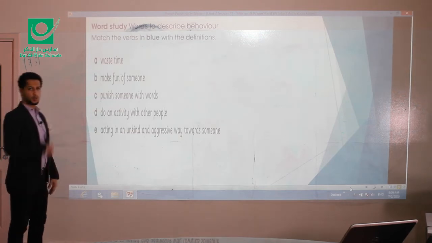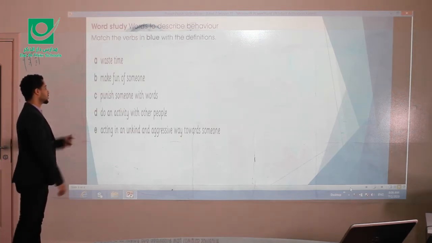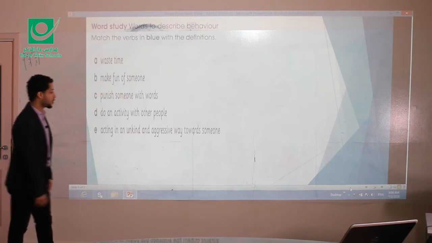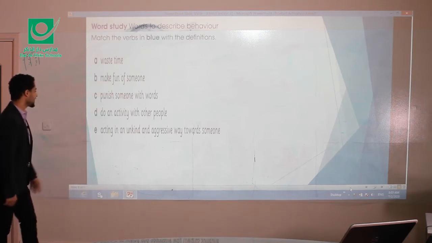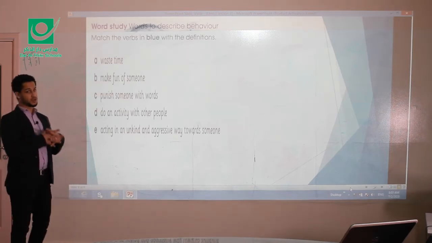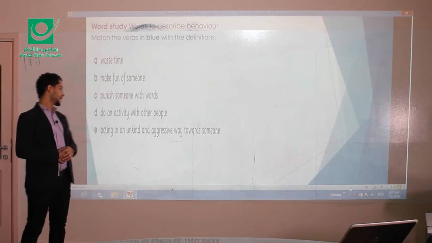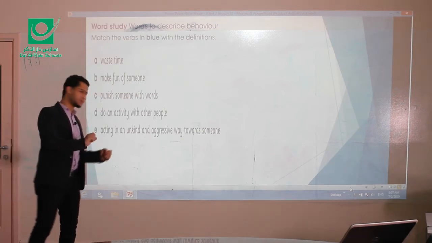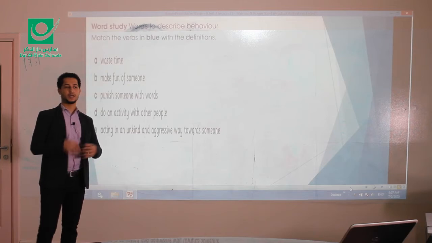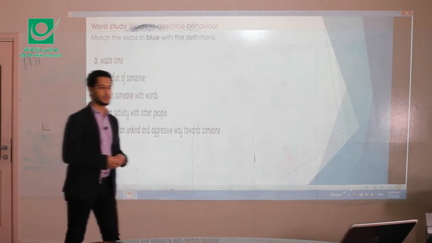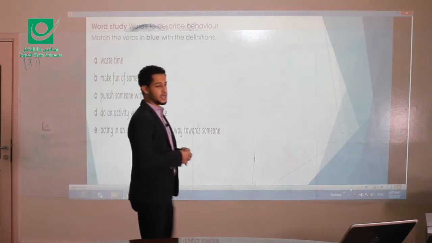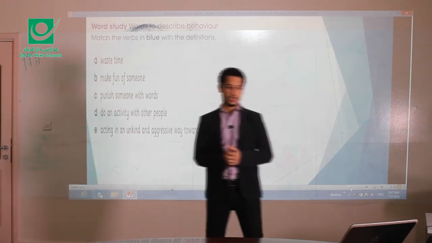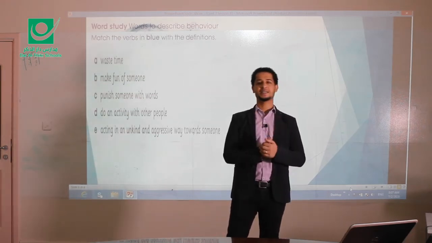Letter A, waste time. Letter B, make fun of someone. C, punish someone with words. D, do an activity with other people. E, acting in an unkind and aggressive way towards someone. Now, you will pause the video, take notes, or write down your answers, and then come back to check your answers. Go ahead now.